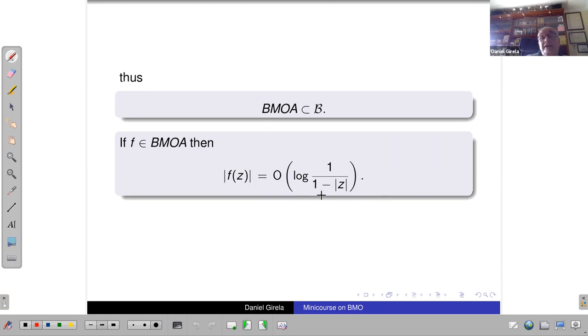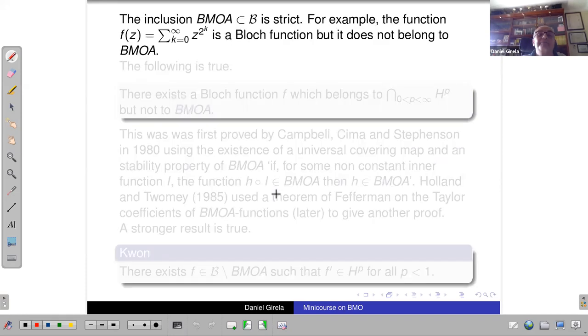Of course, this estimate is sharp because we have seen that the function log of 1 over 1 minus z is a BMO function. So this estimate that we obtain simply because a BMO function is a Bloch function, then actually this inequality is sharp, just taking that function log of 1 over 1 minus z. Okay.